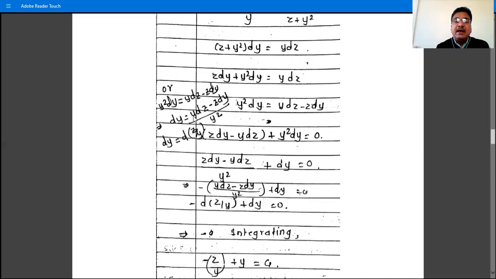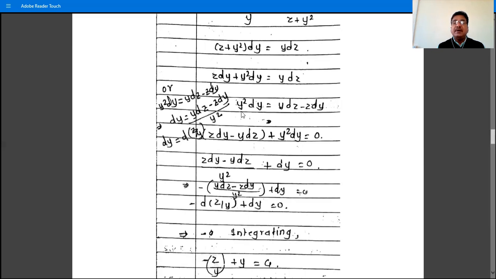The derivative of y dz minus z dy divided by y square is the derivative of z by y, or if there is the factor z dy minus y dz divided by z square, it is the derivative of y by z. So the derivative of z by y or y by z. So adjust the derivative. If y dz plus z dy is the factor, then it is the derivative of y into z. But here the factor is y dz minus z dy. So if there is a minus sign, then adjust, divide by y square or divide by z square.